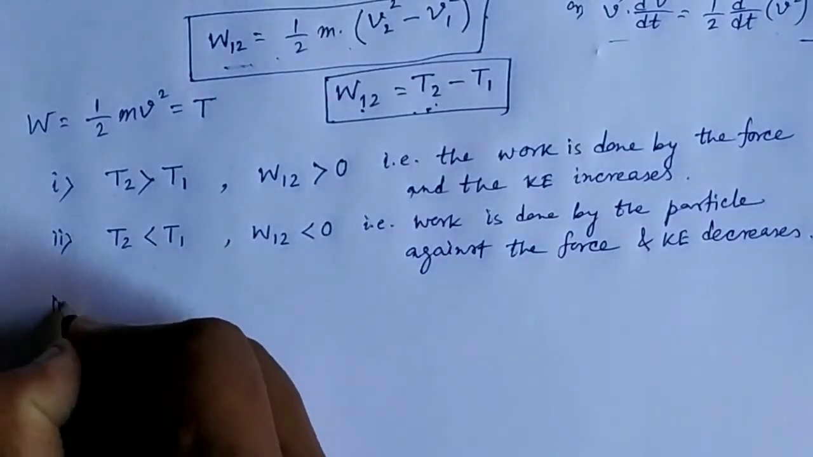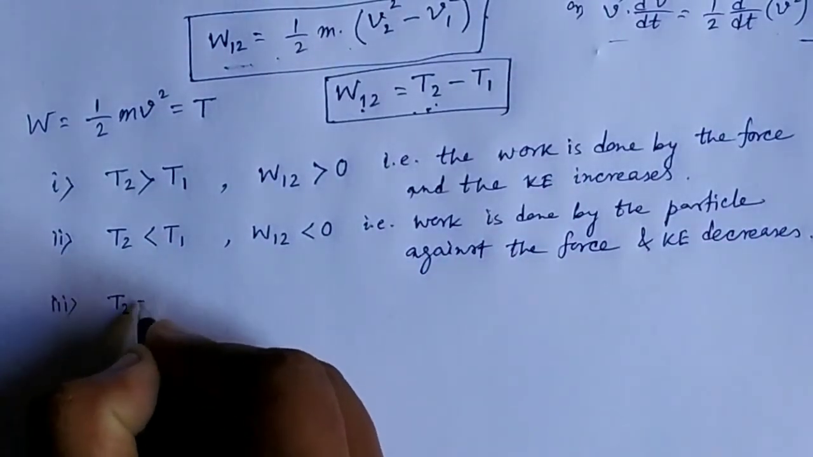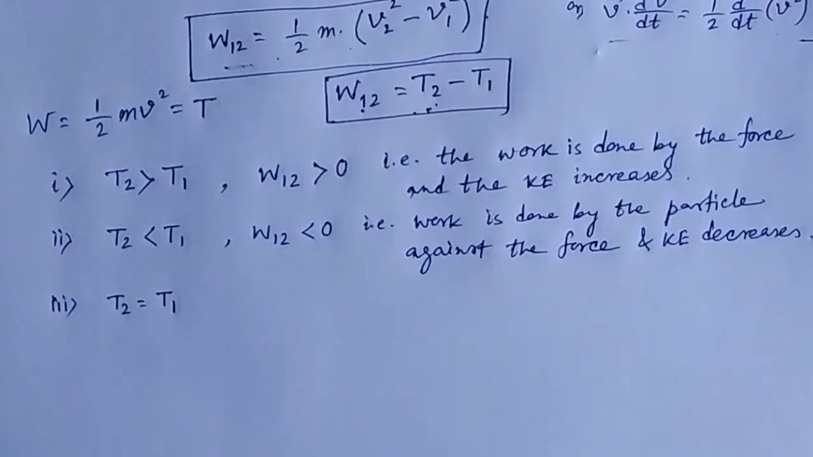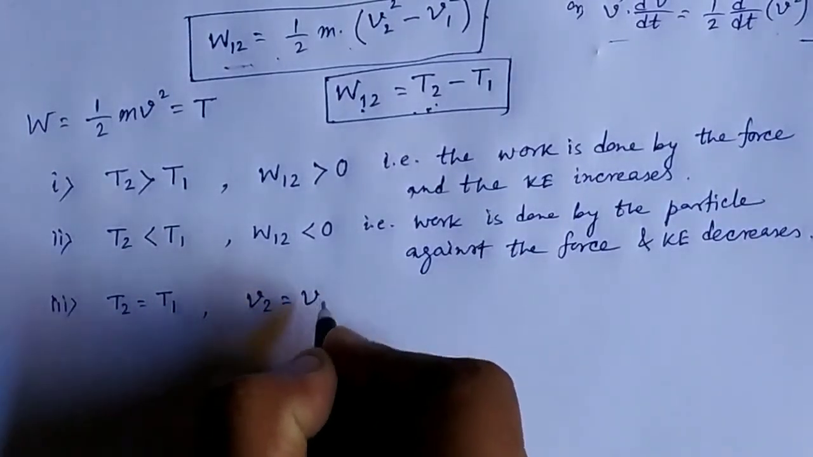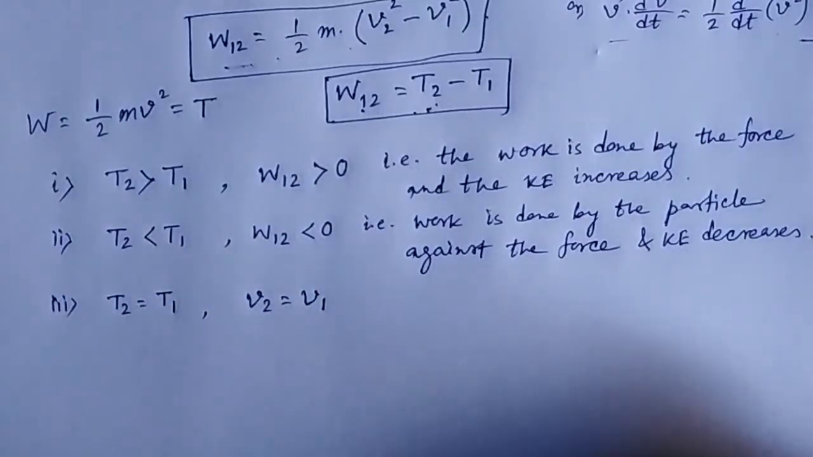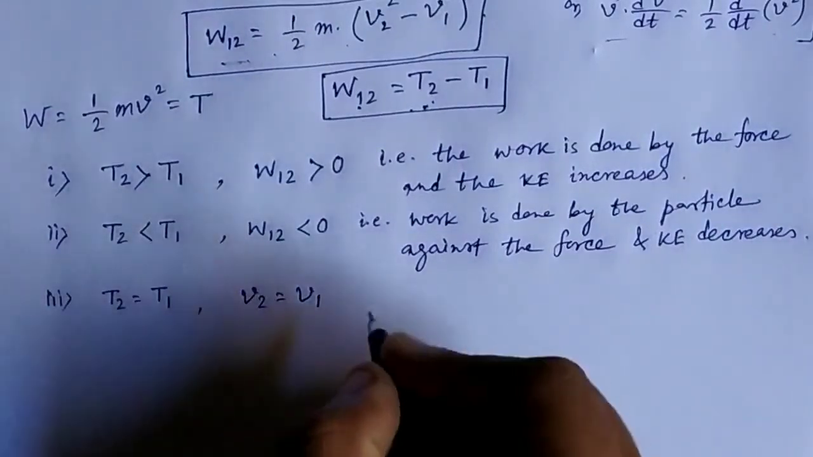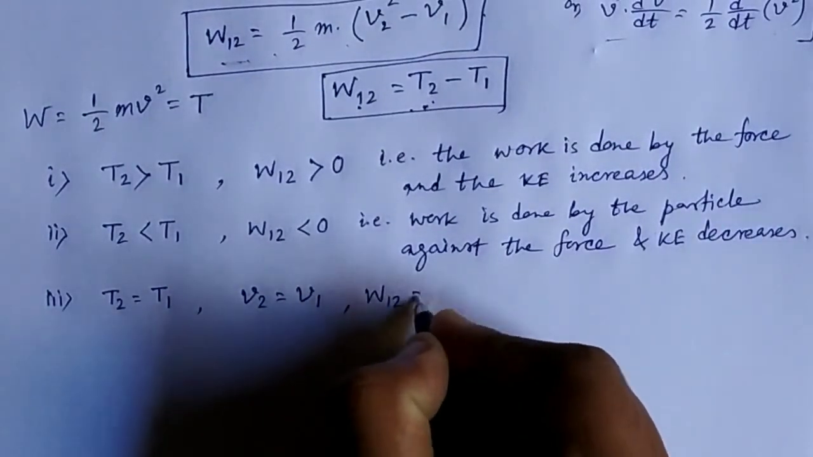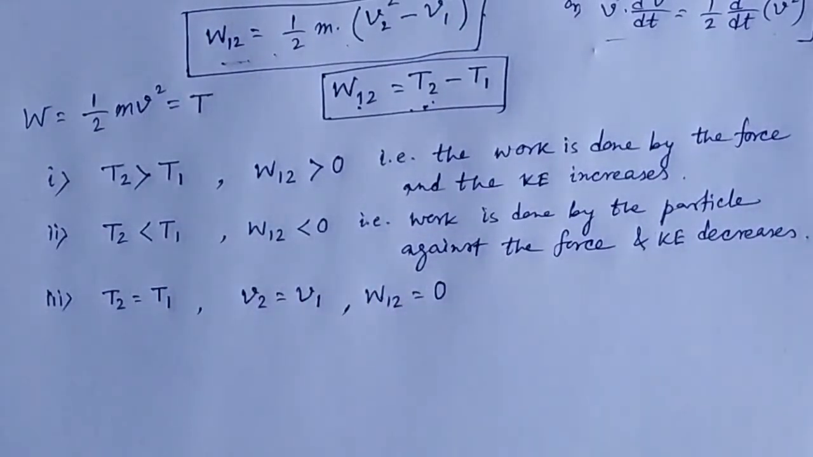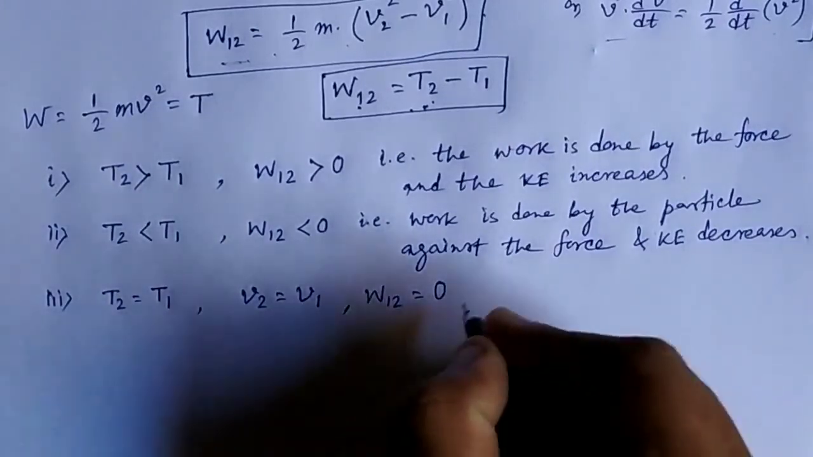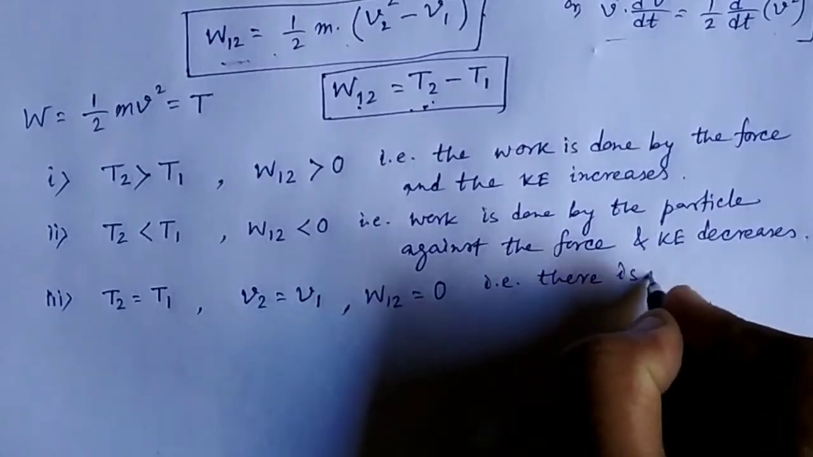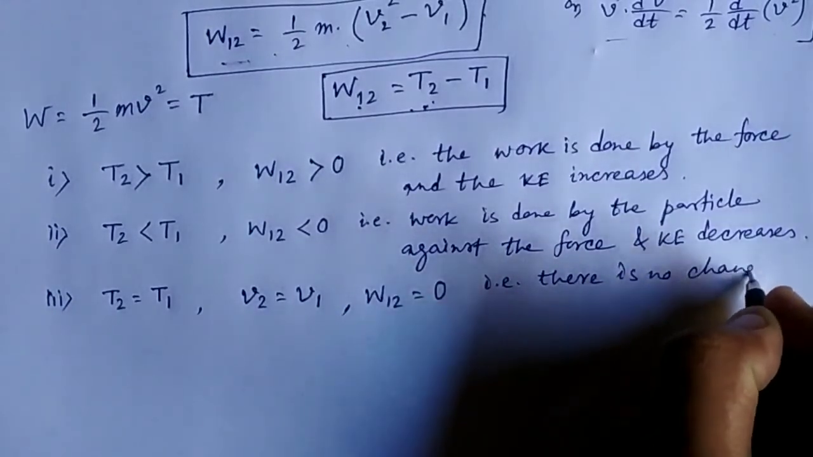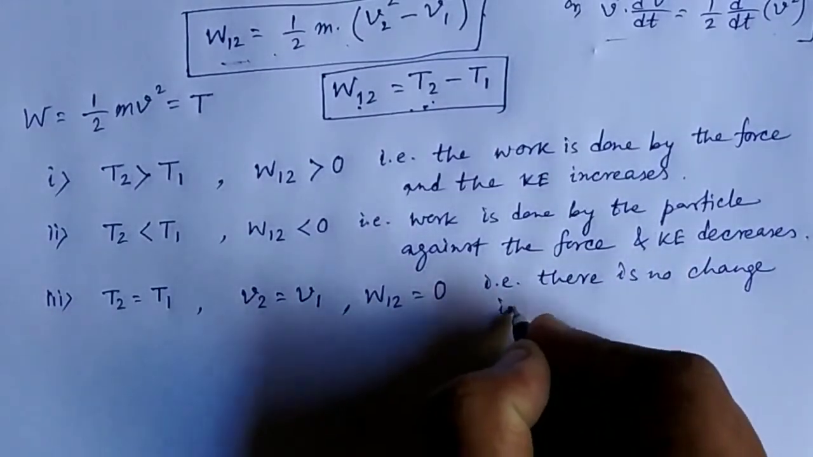And the third one is if T2 is equal to T1. When does this happen? When V2 is equal to V1. When the velocity is constant, then W12 becomes 0. That is, there is no change in kinetic energy.